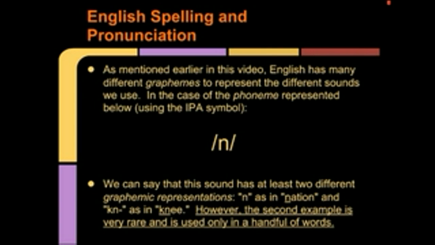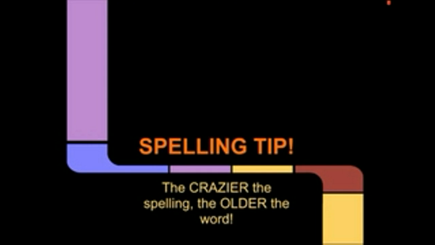As mentioned earlier in this video, English has many different graphemes to represent the different sounds we use. In the case of the phoneme represented below, using the IPA symbol N, we can say that this sound has at least two different graphemic representations. The letter N as in nation, and KN as in knee. However, the second example is very rare and is used only in a handful of words. Spelling tip: the crazier the spelling, the older the word.